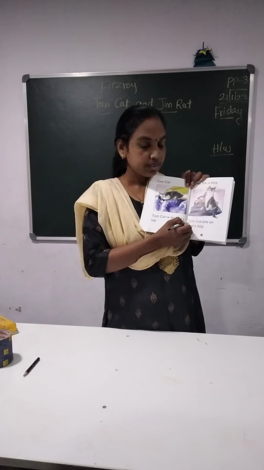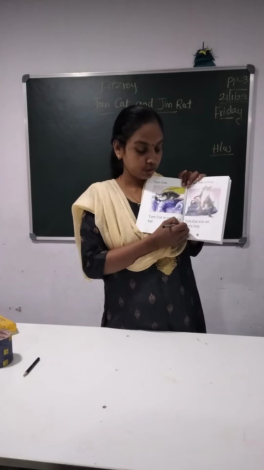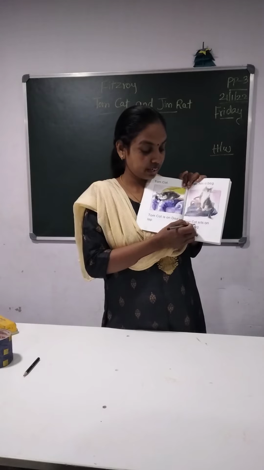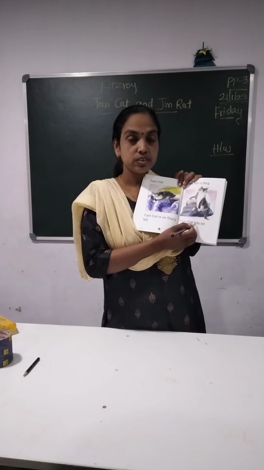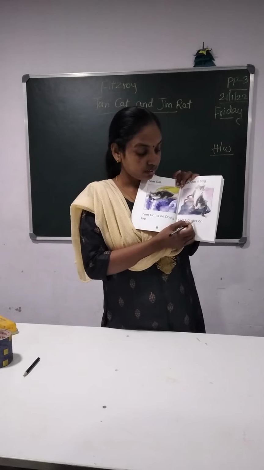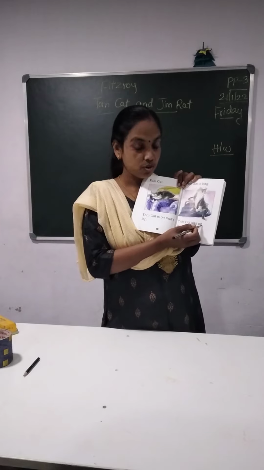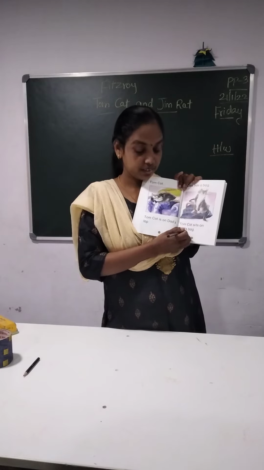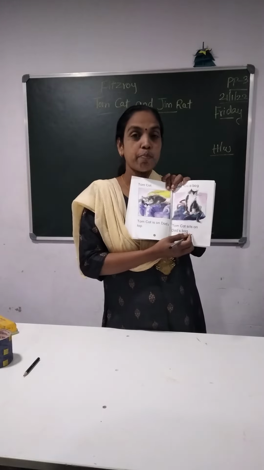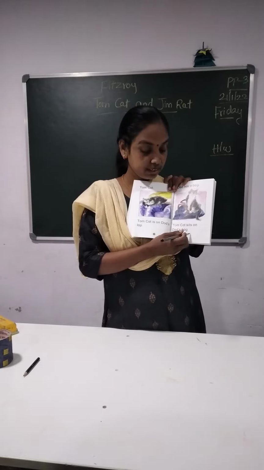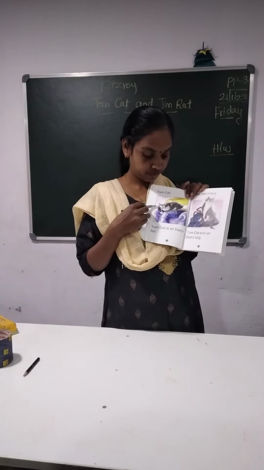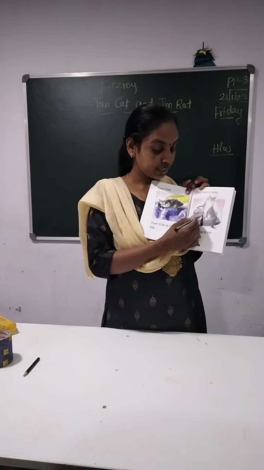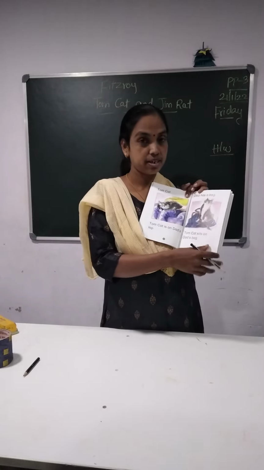So Tom, T-O-M, Tom Cat, K-A-T, Cat sits, S-E-T, sits on, O-N, on Dad's, D-A-D, Dad's back, B-A-G, back. So here, first Tom sits on Dad's lap. And then here, the cat sits on Dad's back.